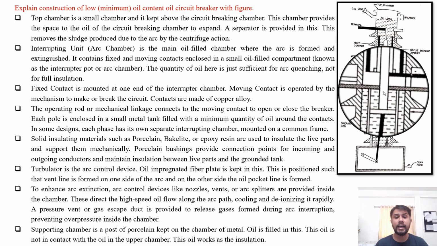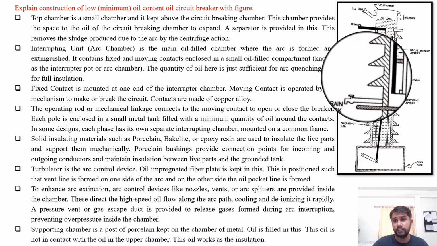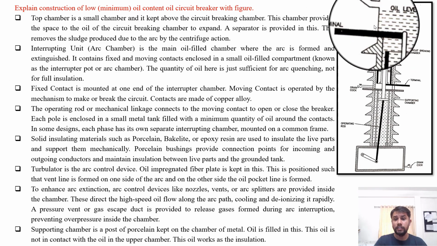To enhance the arc extinction, arc control devices like nozzles, vents or arc splitters are provided inside the arc interrupting chamber. This directs the high speed oil jet flow along the arc path, cooling it and deionizing the oil, or say charged particles, rapidly. A pressure vent or the gas escape duct is also provided to release the gases here. This is the gas vent. During the arc interruption, it prevents overpressure inside the chamber.